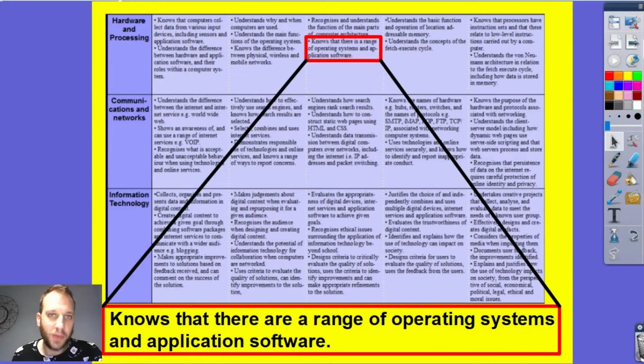Hello Year 8, we are starting a brand new topic in our hardware and processing part of our rubric, and the section we're going to be looking at today is knowing that there is a range of operating systems and application software. In particular, we are going to be looking at operating systems today.